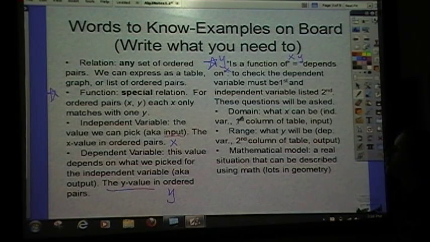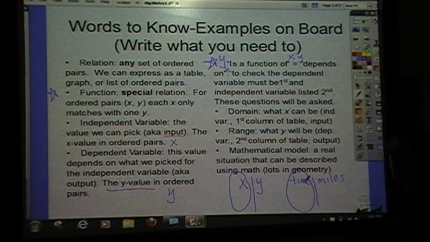Domain and range. Domain tells you what you can pick for X. What can I plug in for that first column on the table? Range is what could be the outcome. What can come out of Y? Go back to the how far can you run thing. If I say X and Y, X in that case was time. Y in that case was miles. Domain is what you can pick for X.